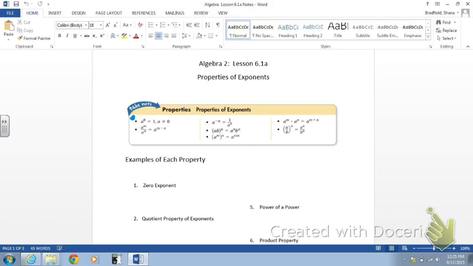is a to the 0 is equal to 1, and that means if I have any base and an exponent of 0 on it, that's going to be equal to 1. So an example may be that I have 3 to the 0 power. That's equal to 1. Or maybe I have x to the 0 power. That would also be equal to 1.